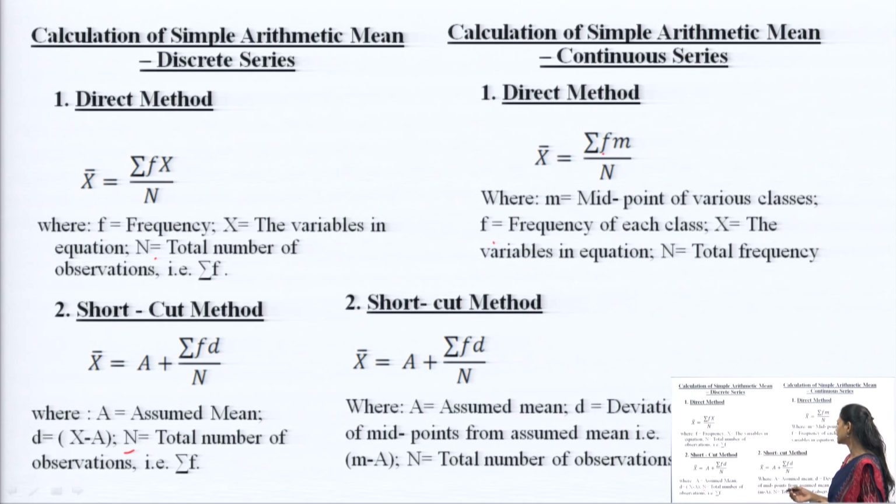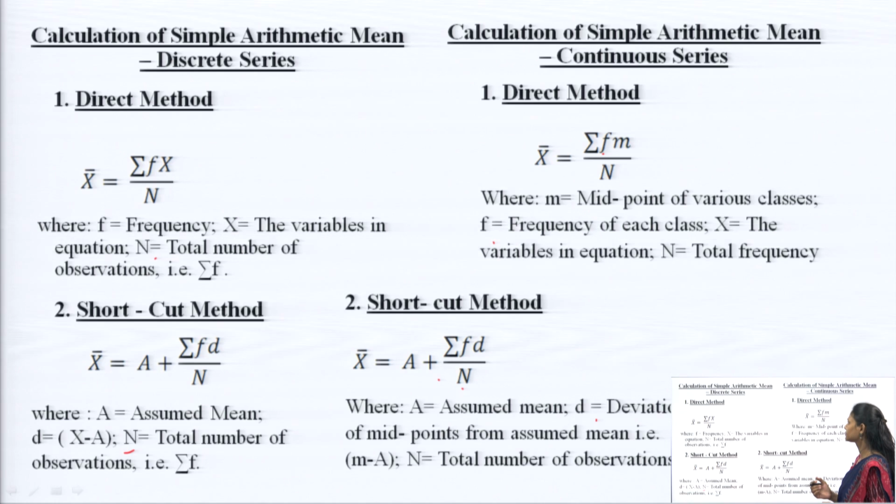For the shortcut method as well, like we have done here with A, in the same manner here also we have one assumed mean. Here we had f d over n, the same manner we have f d over n, where d is the deviation of the midpoint, here d was x minus a. So there is a slight change in the formulas, but when we do the question, you can make out the change.